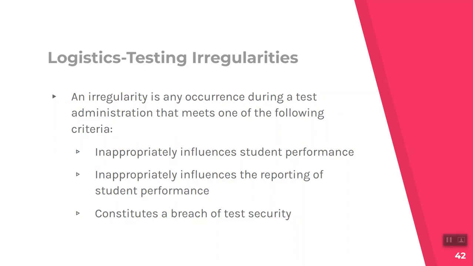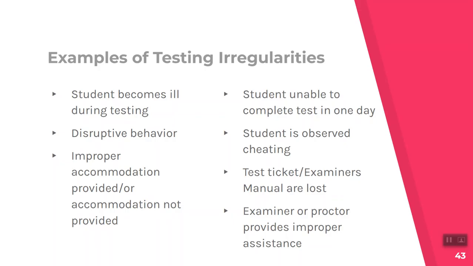As a reminder, irregularities occur and it's okay, but please communicate as soon as possible about them so we can figure out the best solution together. These include inappropriately influencing a student, breaching test security, or inappropriately influencing the reporting of students' performance. Here are some examples of common irregularities. Take a moment and review them.